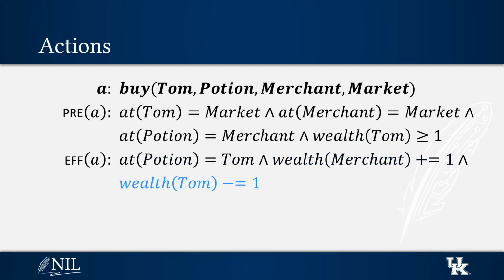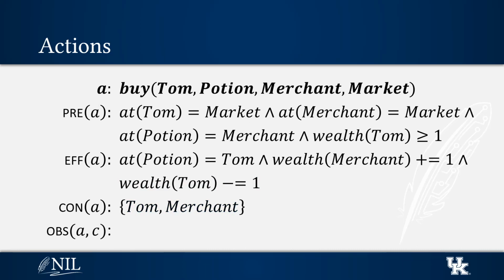They also define consenting characters. These are the characters that have to believe this action could help to improve their utility, in this case Tom and the merchant. We also have an observation function defined for some character C, which says who's going to observe this action. Here we're saying that everyone in the market is going to notice this action happen. If you notice the action happen, you update your beliefs as if it had occurred. If you don't notice the action happen, in other words, if you weren't at the market, then your beliefs don't change unless the effects of the action explicitly modifies them.